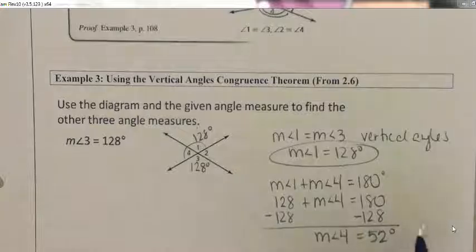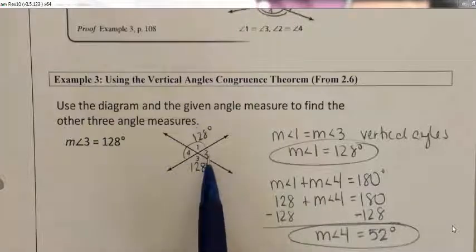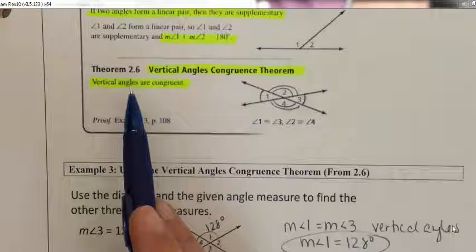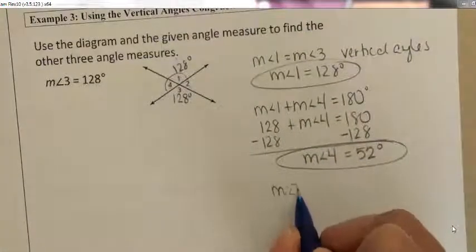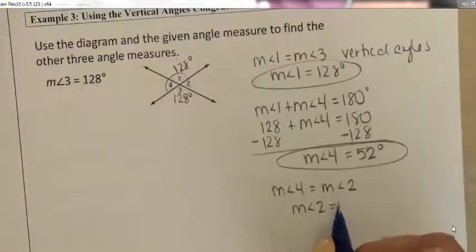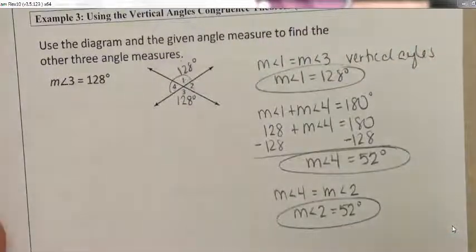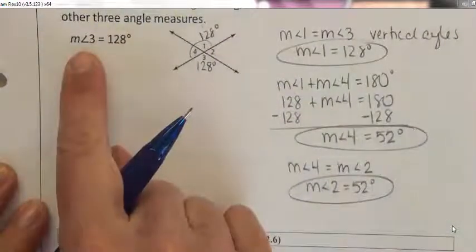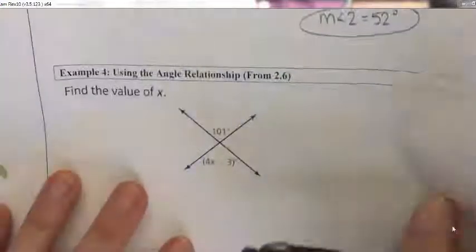Okay, so we found the measure of angle 4. And what's true about angle 4 and angle 2? Well, those are vertical angles. So what's true about their measures? All vertical angles are congruent, right? So I also know that measure of angle 4 is equal to measure of angle 2. So therefore, measure of angle 2 has to also be 52 degrees. I think we found all three missing angles. We already had angle 3, so we don't have to find that. So we found 1, 2, and 4. And then we'll do one more.